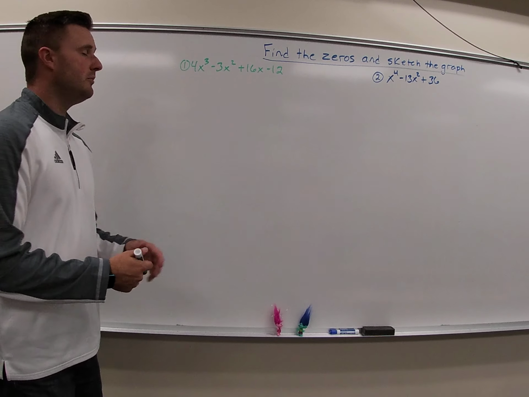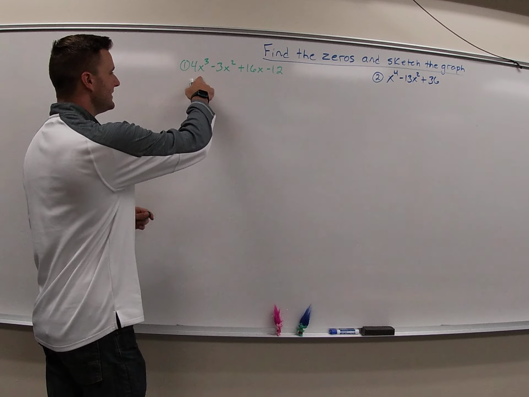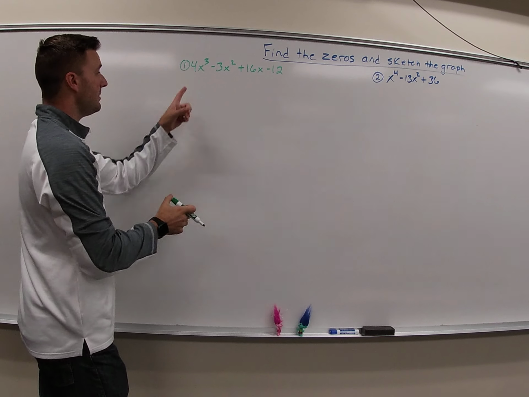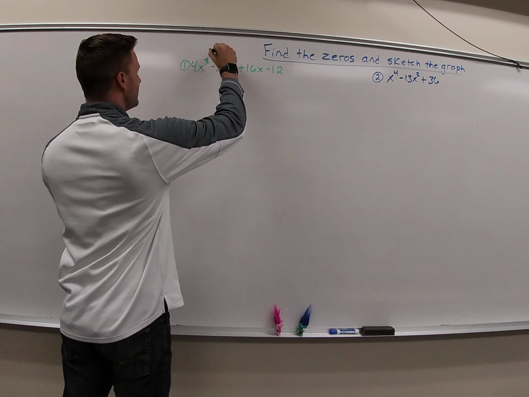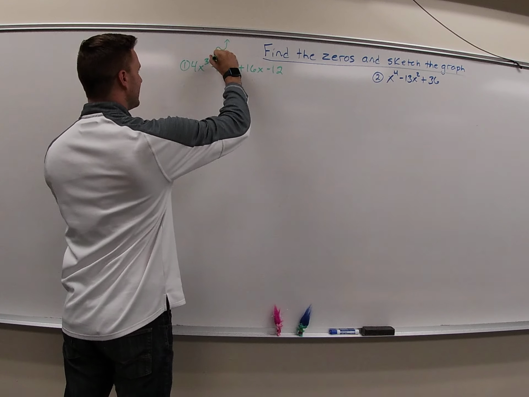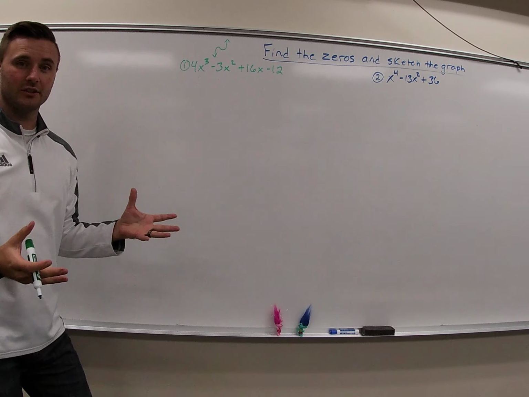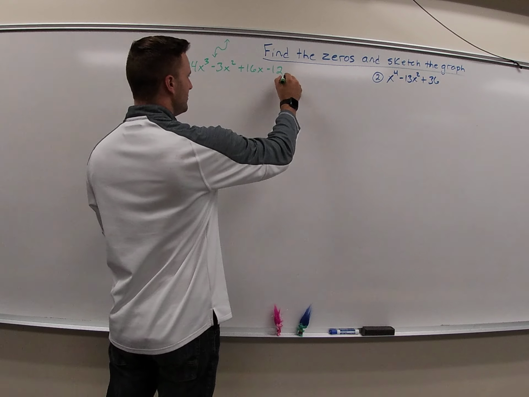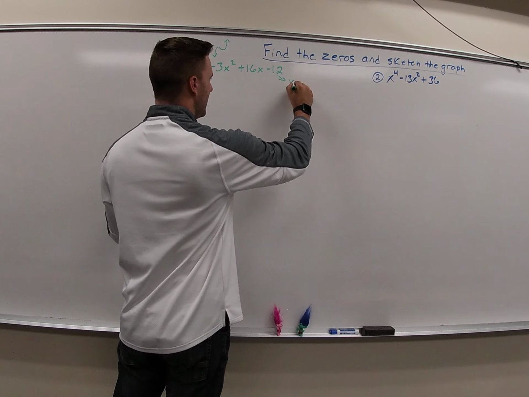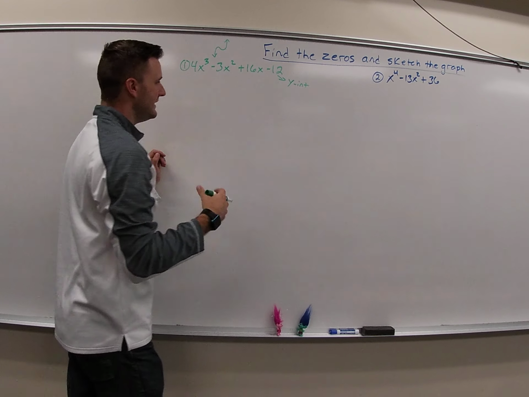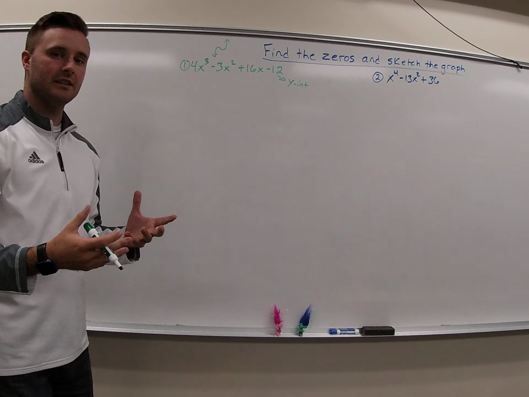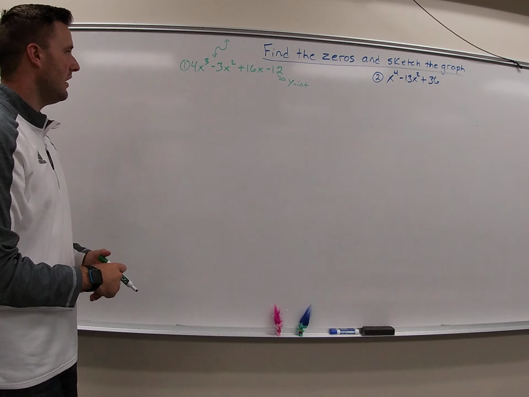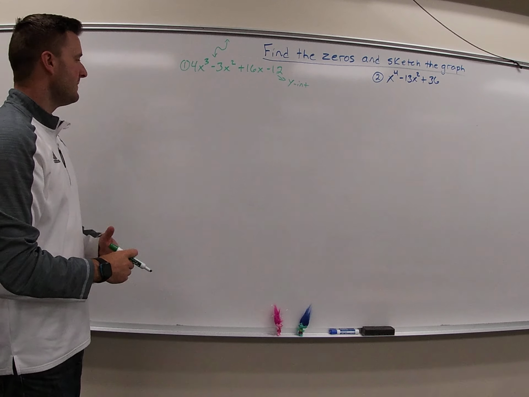So, for example, with something like this, because it's x to the third and because it's positive, we know that our graph is going to look something like this. We don't know exactly how it's going to look, but we know it's going to have that sort of shape. The other thing we know is this is our y-intercept. So that -12 is our constant. That's where the graph is going to cross the y-axis.